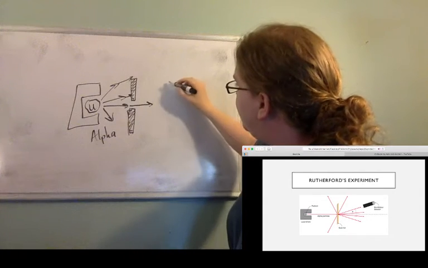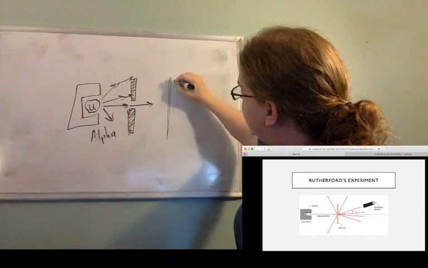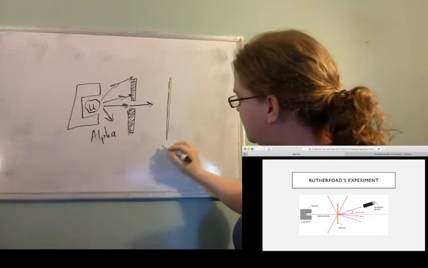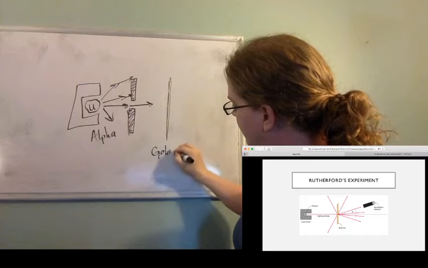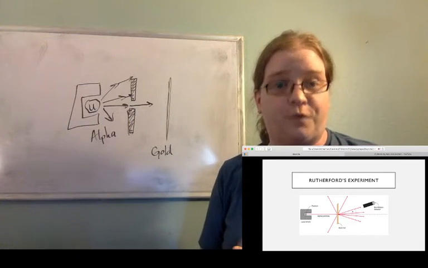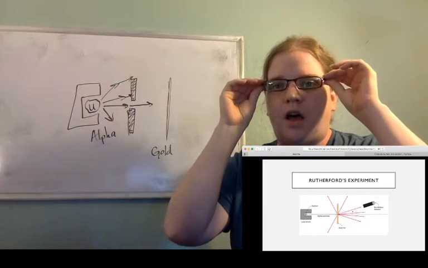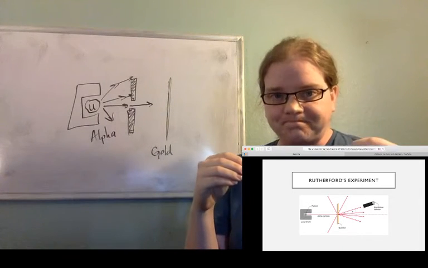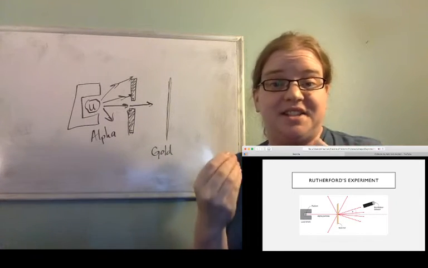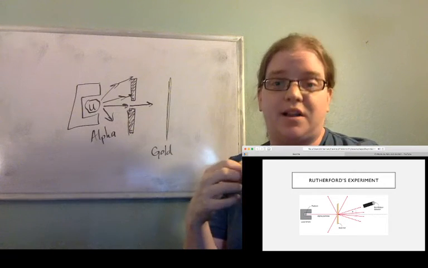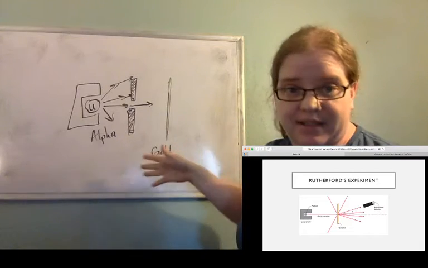And then what he did was he put a thin sheet, like aluminum foil kind of stuff, except it was made out of gold. So he's got a sheet of gold foil here. And the reason for this is because they were testing to see how these big positive alpha particles would interact with the atoms inside the gold.